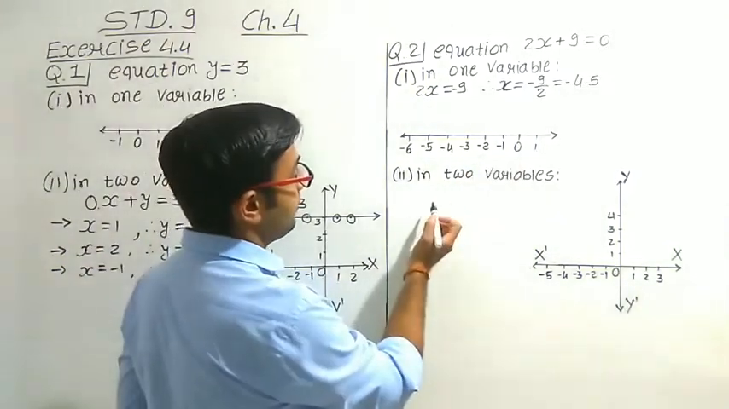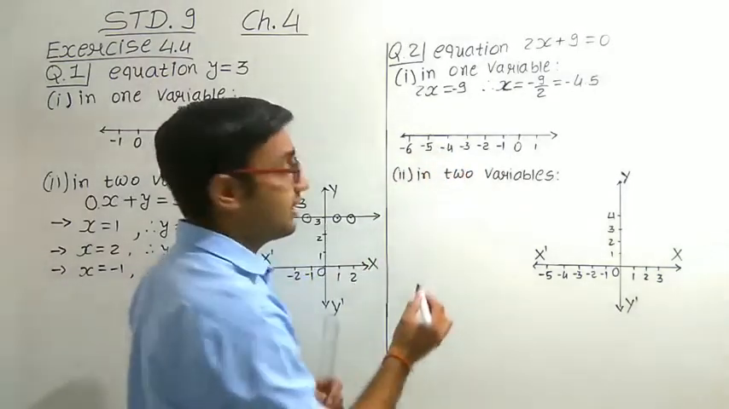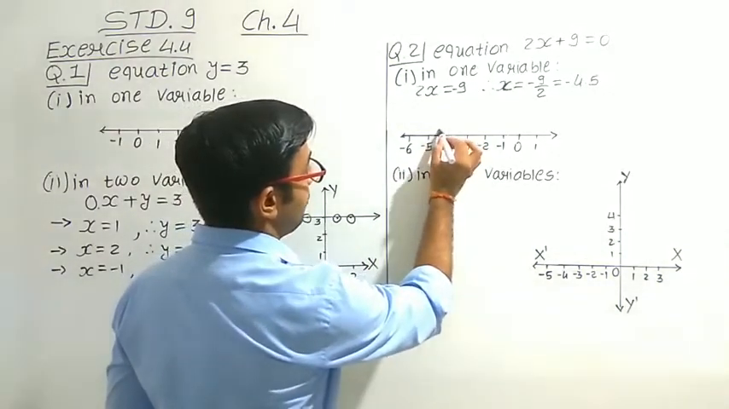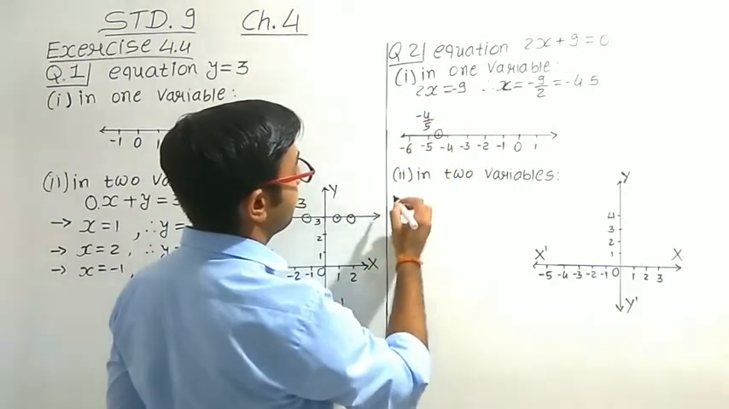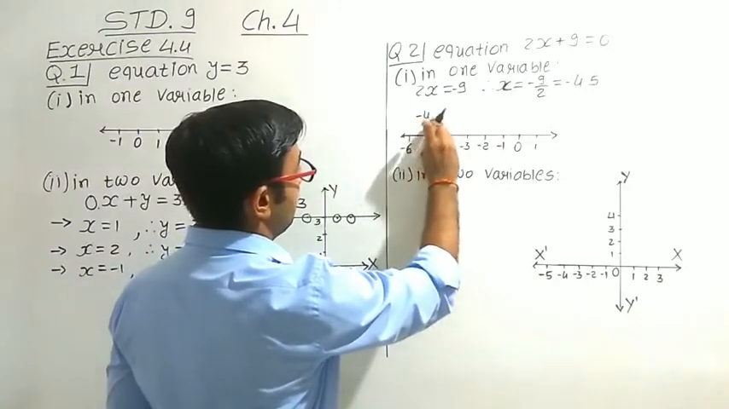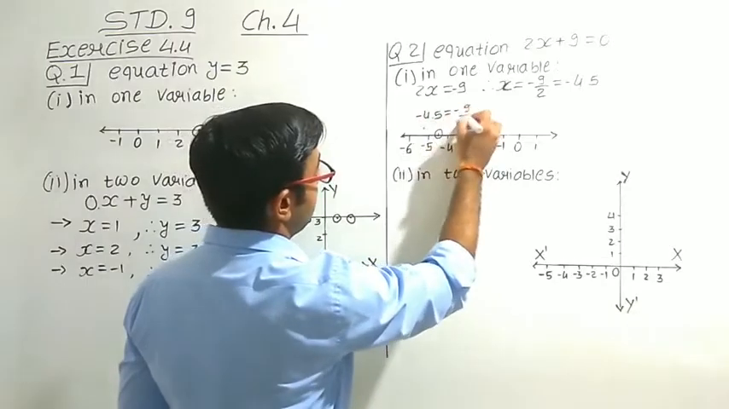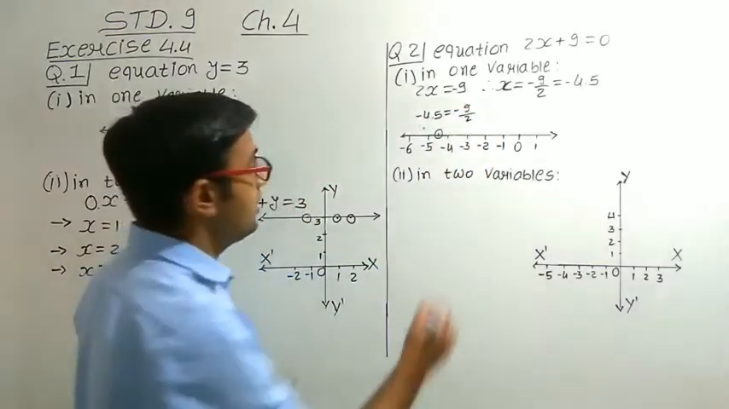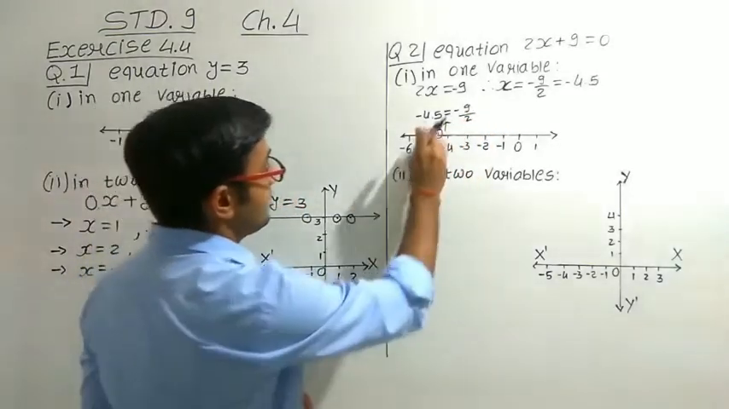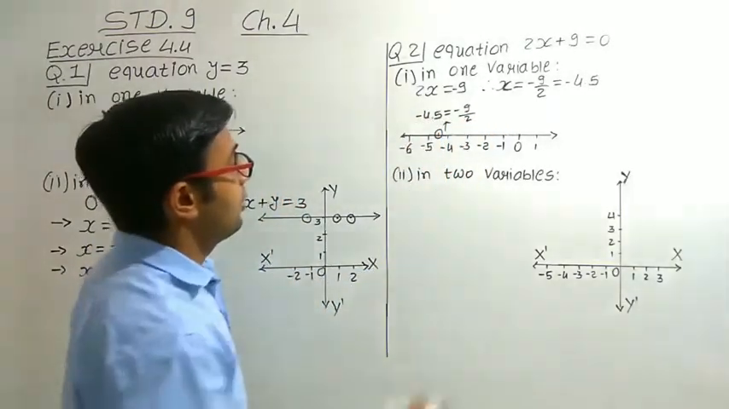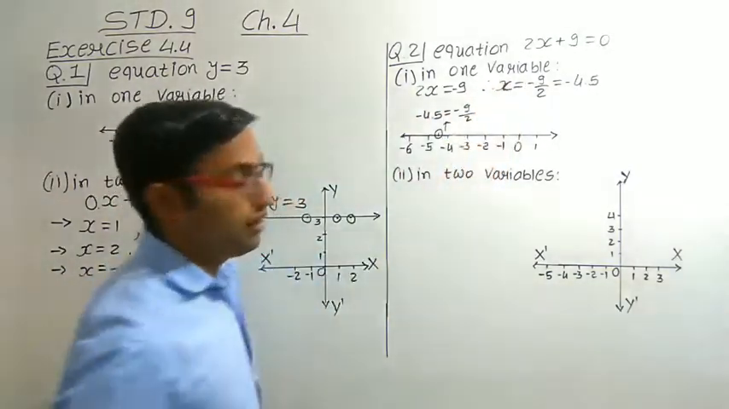So minus 4.5, where do we get it? In between minus 4 and minus 5, exactly the midpoint. This midpoint represents minus 4.5, or we can also write it as minus 9 upon 2. So this is the point which represents this value. So this is the geometrical representation of this linear equation 2x plus 9 is equal to 0 in one variable.